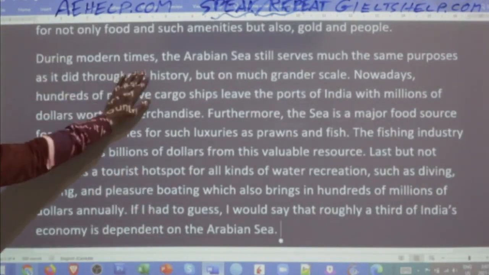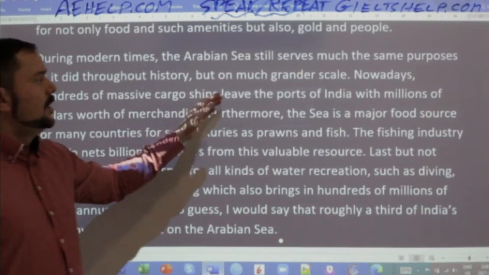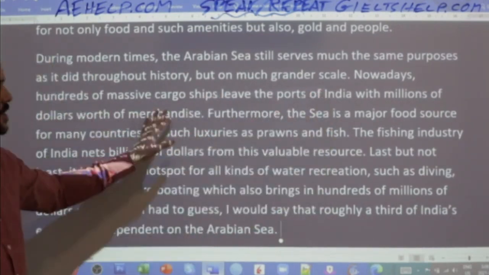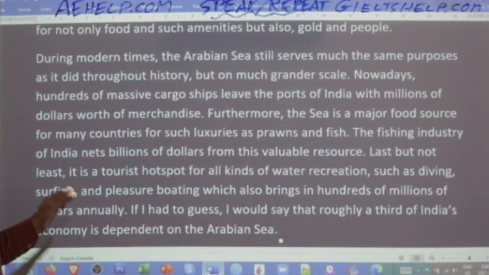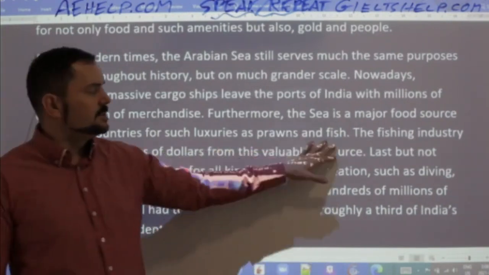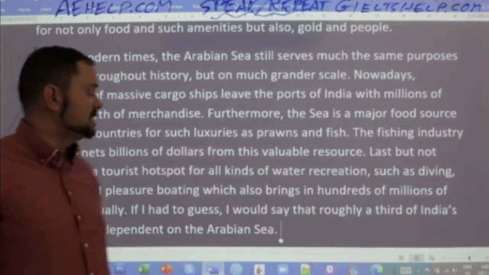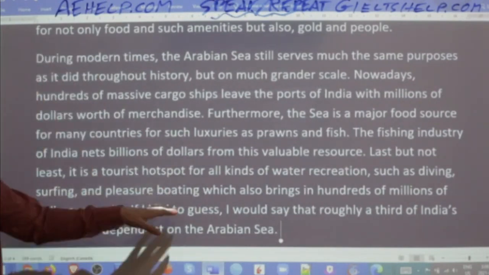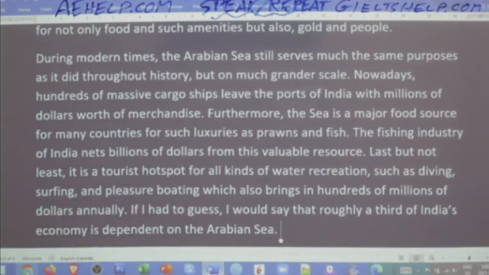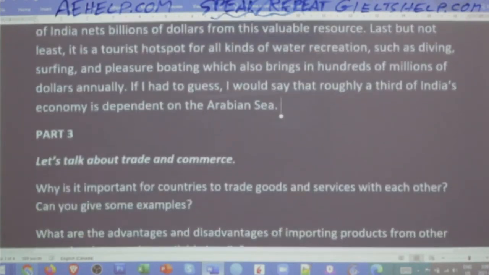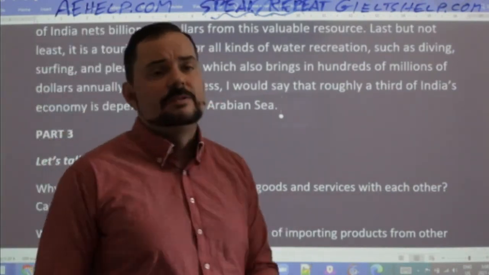During modern times, the Arabian Sea still serves much the same purposes as it did throughout history, but on a much grander scale. Nowadays, hundreds of massive cargo ships leave the ports of India with millions of dollars worth of merchandise. Furthermore, the sea is a major food source for many countries for such luxuries as prawns and fish. The fishing industry of India nets billions of dollars from this valuable resource. Last but not least, it is a tourist hotspot for all kinds of water recreation, such as diving, surfing, and pleasure boating, which also brings in hundreds of millions of dollars annually. If I had to guess, I would say that roughly a third of India's economy is dependent on the Arabian Sea, a major part of its gross domestic product.